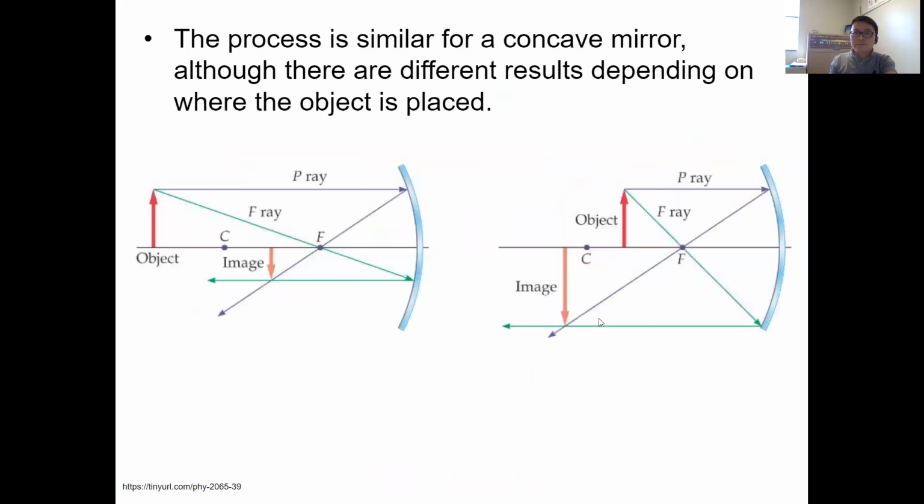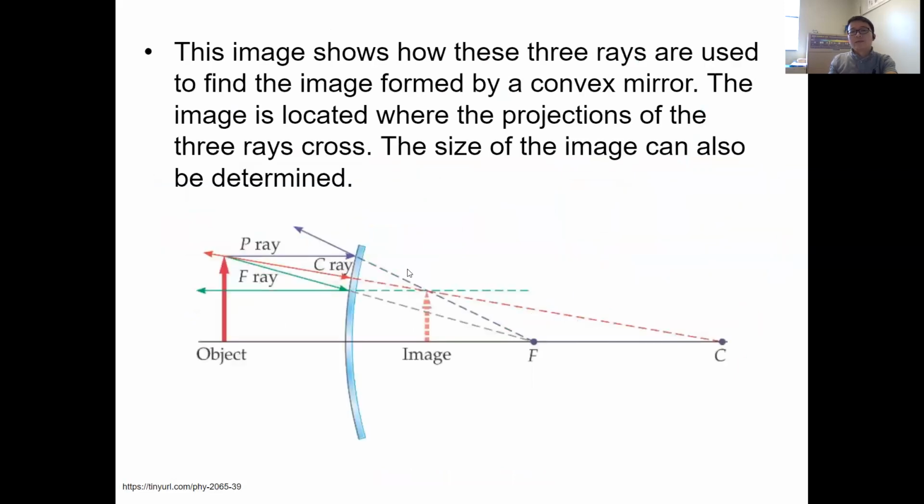You can do the same for the convex mirror. Okay, so you can also use three principal rays, the F ray, the C ray, the P ray. But in this case, if you have a P ray hit on here, then it will get reflected back. But this reflected ray appears to be coming from the focal point. Okay, so that means connecting this point to the focal point, and then the reflected ray will be in this direction towards the object side.